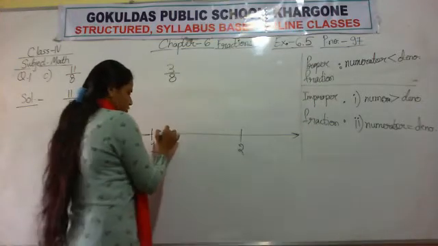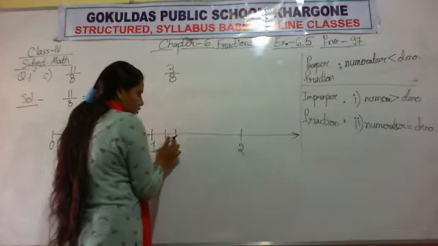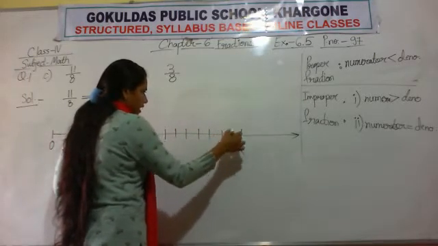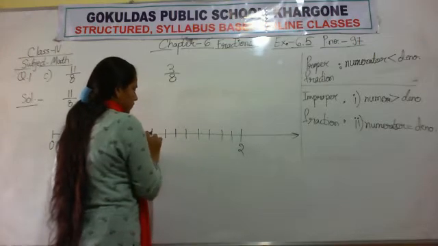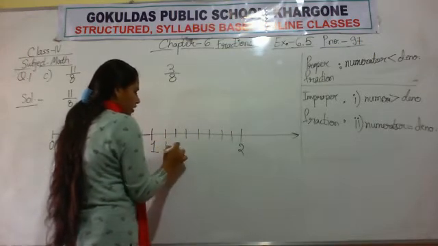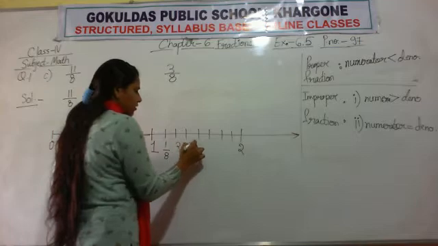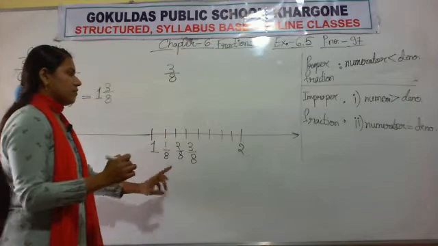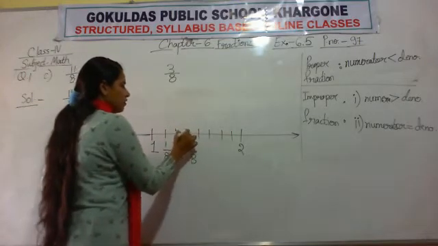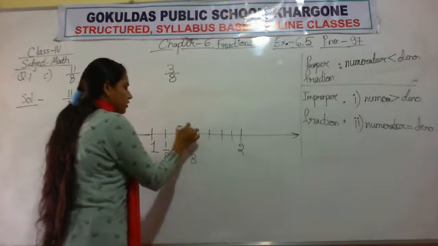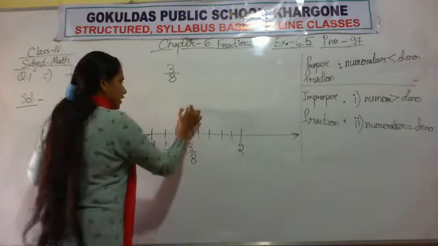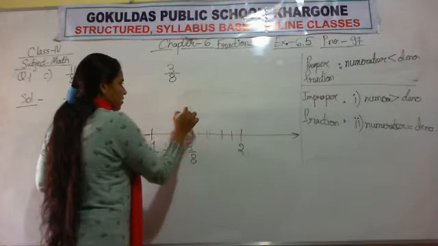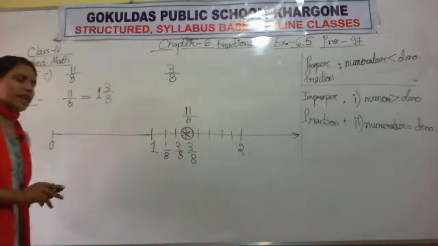Okay? So we will make 8 equal parts of this portion. 1, 2, 3, 4, 5, 6, 7 and 8. Now it represents 1 upon 8, 2 upon 8, 3 upon 8. 1 is whole here and 3 upon 8. So what will be your point? This point is actually representing 11 upon 8.